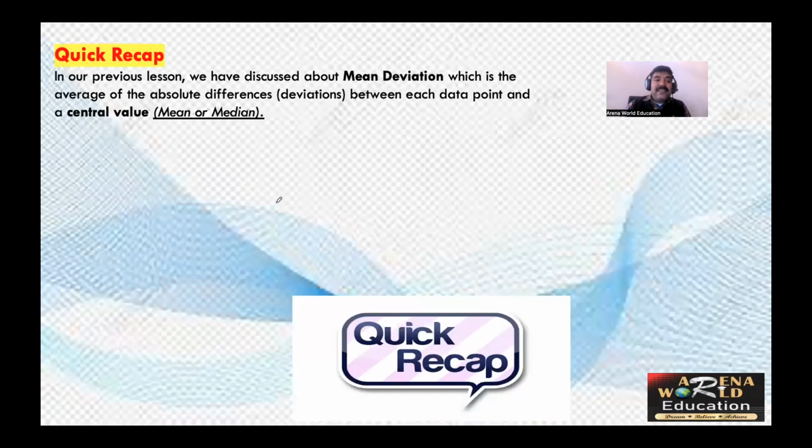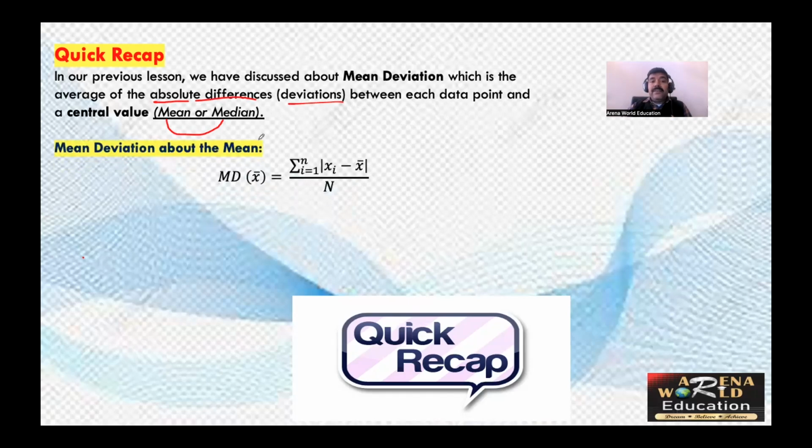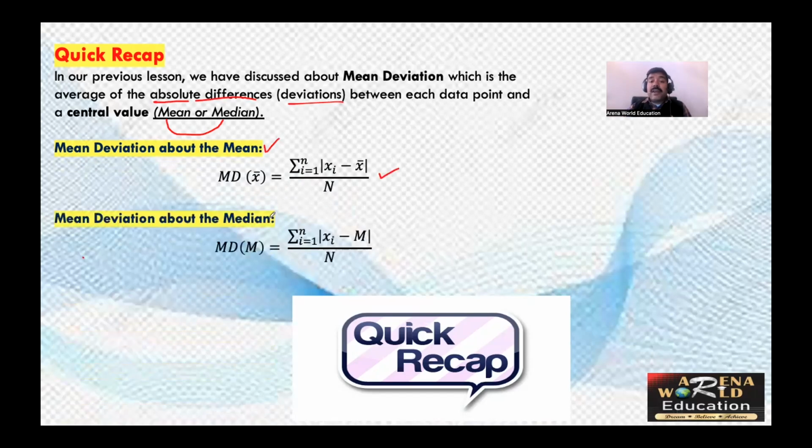So let us start with a quick recap. In our previous lesson, we discussed mean deviation, which is the average of absolute differences, or we can say deviations, between each data point and a central value. We had already discussed that the central value can be mean or median, right? If I talk about mean deviation about the mean, then this is the formula. And if we talk about mean deviation about the median, then this was the formula.